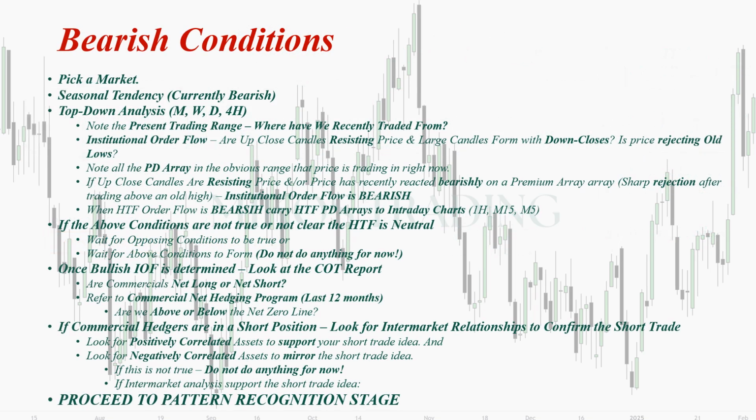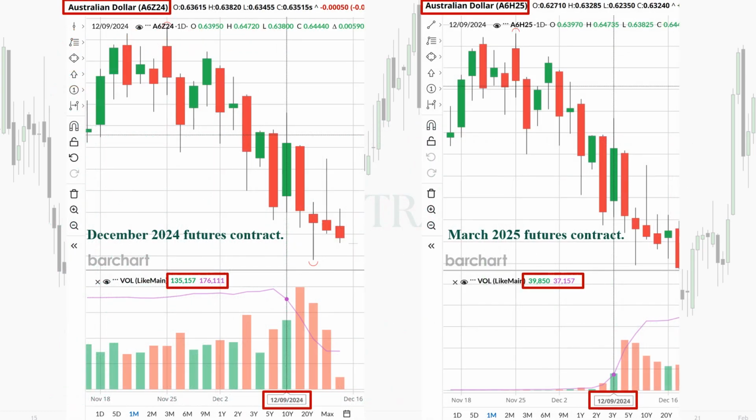Here's my step-by-step process for determining if the higher time frame directional bias is bearish. I start the process by picking a market that I want to trade. As you learned in my last video, I always take my short-term trades on the contract with the highest volume and open interest. In this video, we will look at the Australian dollar December futures contract, which has already expired.